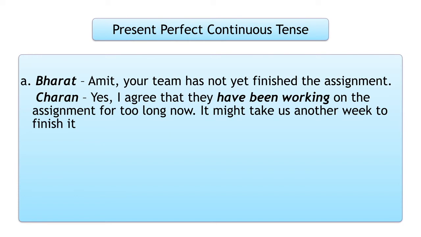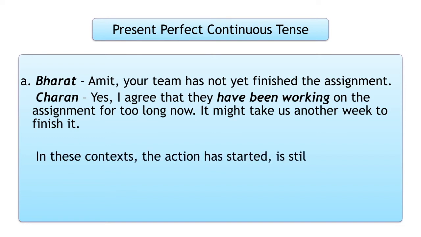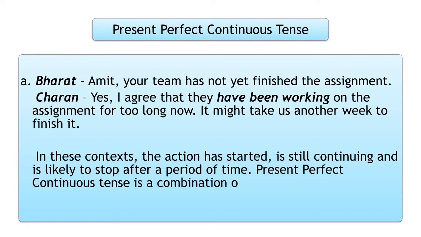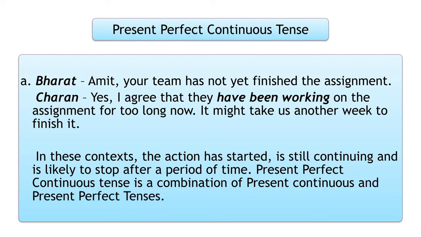If you have noticed the verbs used here, has been raining, has been coming, and have been working, in these contexts, the actions have started and they are still continuing. They are likely to stop after a period of time. Present perfect continuous tense is a combination of present continuous and present perfect tenses.